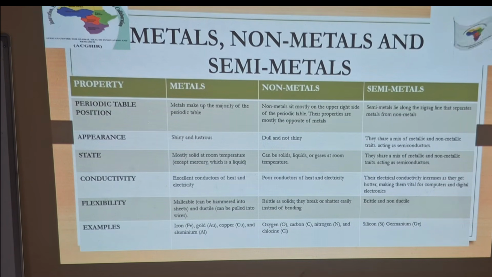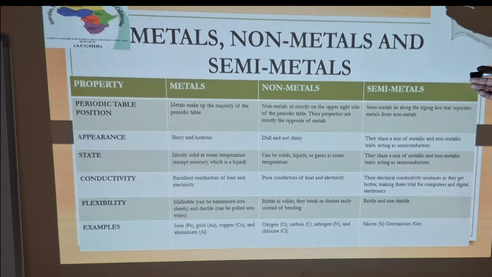They are mostly solid at room temperature, with the exception of mercury, which is a liquid. They are very good conductors of electricity and heat. In terms of flexibility, they are malleable, which means they can be hammered into sheets, and they are also ductile, which means they can be pulled into wires. Examples of metals include iron, gold, copper, and aluminium.